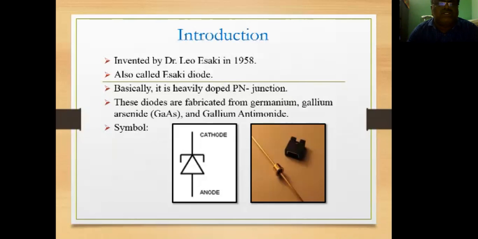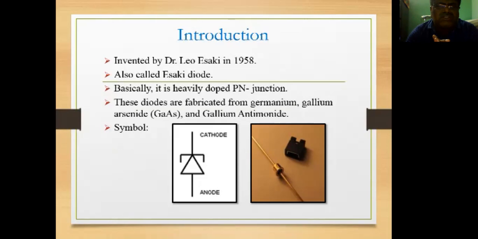Introduction. The tunnel diode was invented by Dr. Leo Esaki in 1958, so sometimes the tunnel diode is also called the Esaki diode. Basically, it is a heavily doped PN junction. Heavily doped is very important, whereas silicon and germanium diodes are lightly or moderately doped. But the tunnel diode is heavily doped, so the resistance is also very high, and you apply more voltage because of the heavy doping.